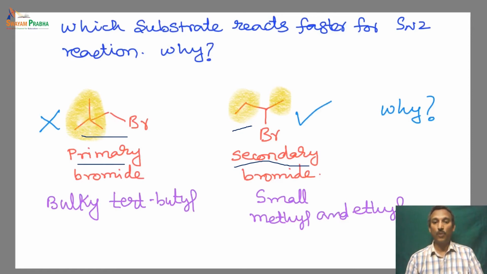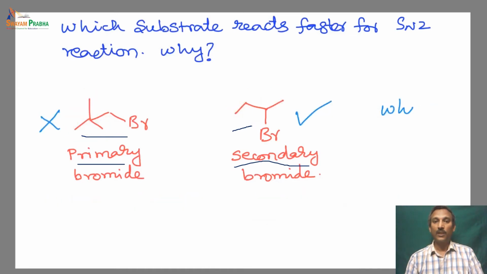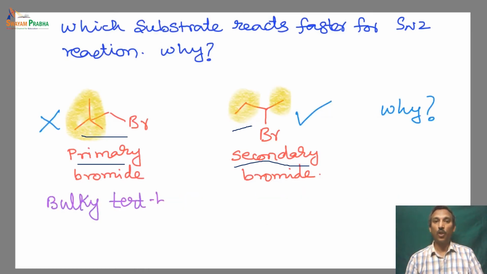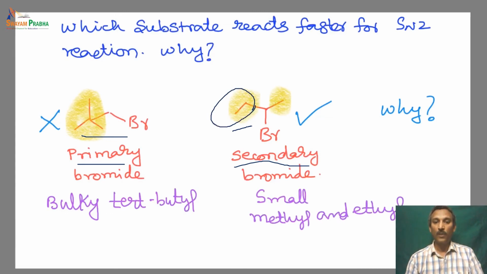So the secondary bromide, even though it reacts slower as per normal conditions, here we have a smaller ethyl group and a methyl group. So we have two smaller groups attached to the reacting center. Now the nucleophile has to come and attack from this side. This is having a small ethyl group here, and there is another small group here, a methyl group. So the nucleophile can easily come and attack this center.